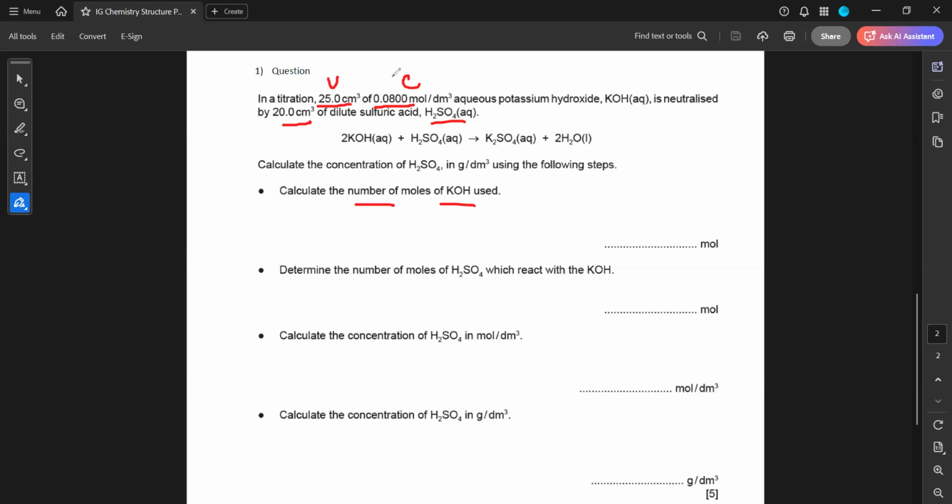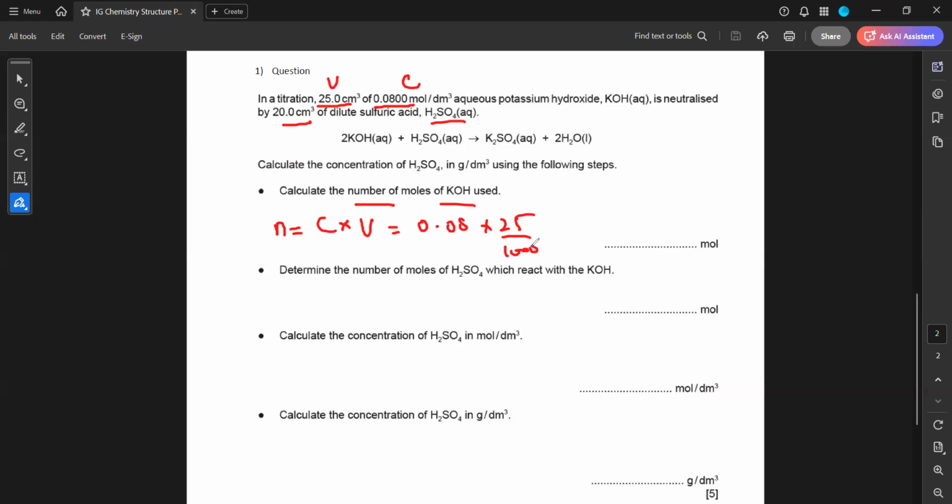We need the number of moles of potassium hydroxide, KOH. We have the concentration and we have the volume. So the formula for the moles is concentration times the volume. The concentration is how much? The concentration is 0.08. And what about the volume? The volume is 25 cm cube. But it is in cm cube, so we have to convert into dm cube.